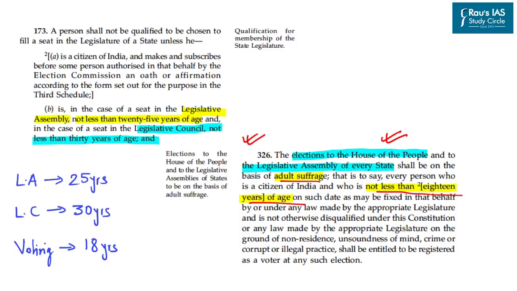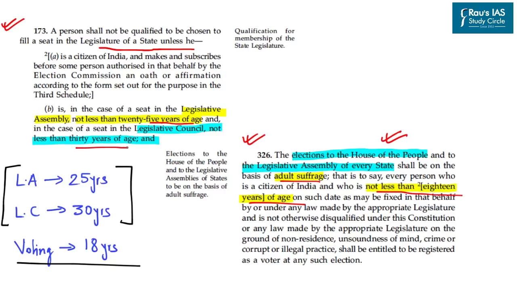So we understand that the minimum age for voting is 18 years. However, the same is not the case with respect to the minimum qualification for entering the Legislative Assembly or Legislative Council. Now, in this regard, Article 173 says that a person shall not be qualified to be chosen to fill a seat in the legislature of a state unless, in the case of the Legislative Assembly, he is not less than 25 years of age, and in the case of the Legislative Council, he is not less than 30 years of age.